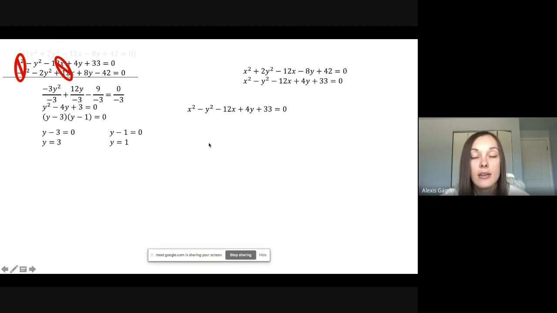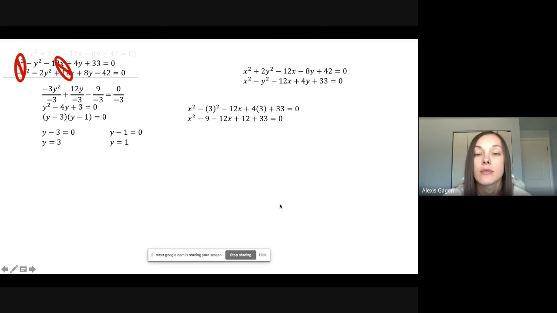So I'm going to plug 3 in for my y's. Remember to square first. So that's going to be x squared minus 9 plus 12x plus 12, because 4 times 3 is 12, plus 33 equals 0, which is x squared minus 12x plus 36 equals 0. Factor it. That's x minus 6 and x minus 6. So set that equal to 0, x minus 6 equals 0, which means x equals 6. So this is going to be 6, 3, because we plugged in 3 for that one.